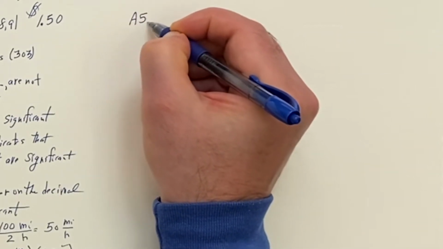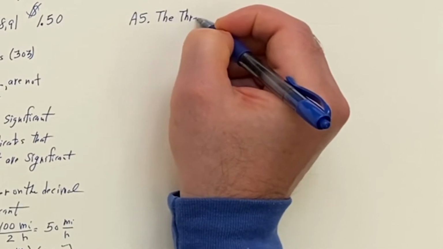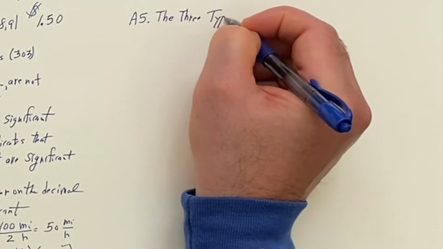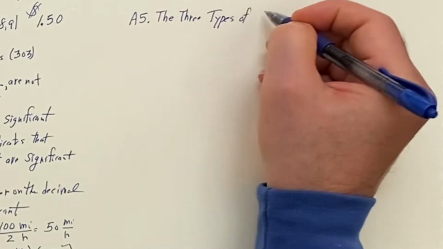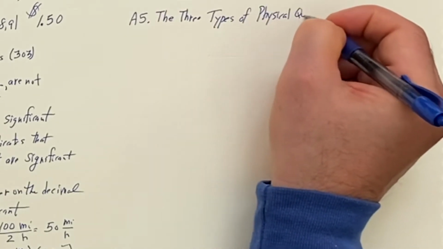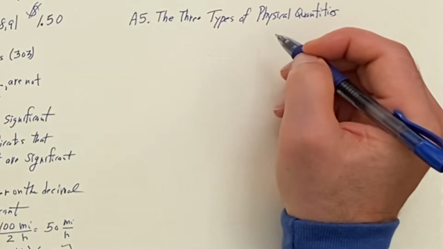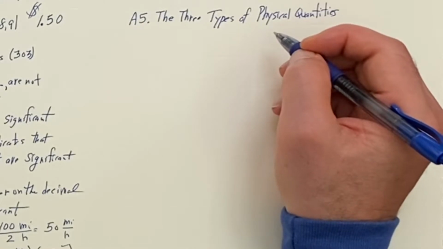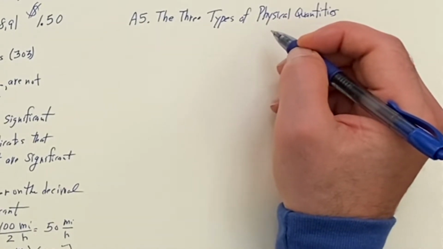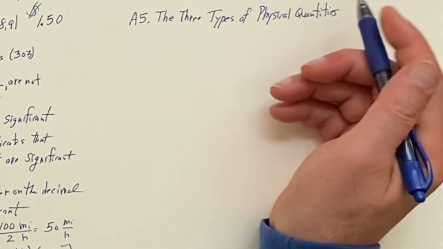Our next section here, A5, the three types of physical quantities, which I will summarize as actually being one type by the end of this little presentation. But let's start out with, we're focusing on three types of physical quantity.